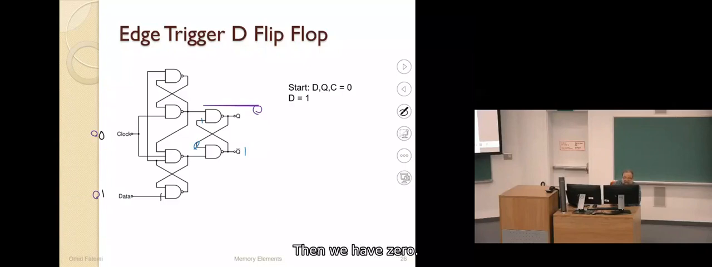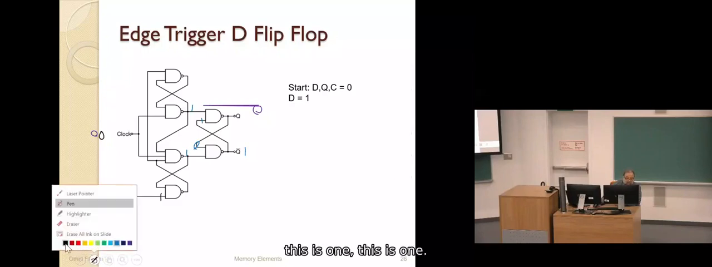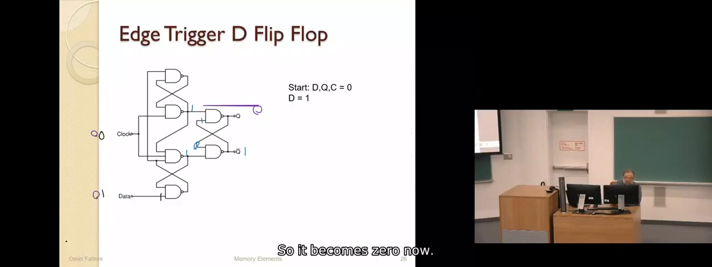Then we have 0. Clock was 0 before, so we have 1 here. Clock is 0. We have 1 here. Okay. We have 1 here. So it is 1. Okay. Now go to black. This is 1. This is 1. So it becomes 0 now. So 0 coming here. And it still remains 1.